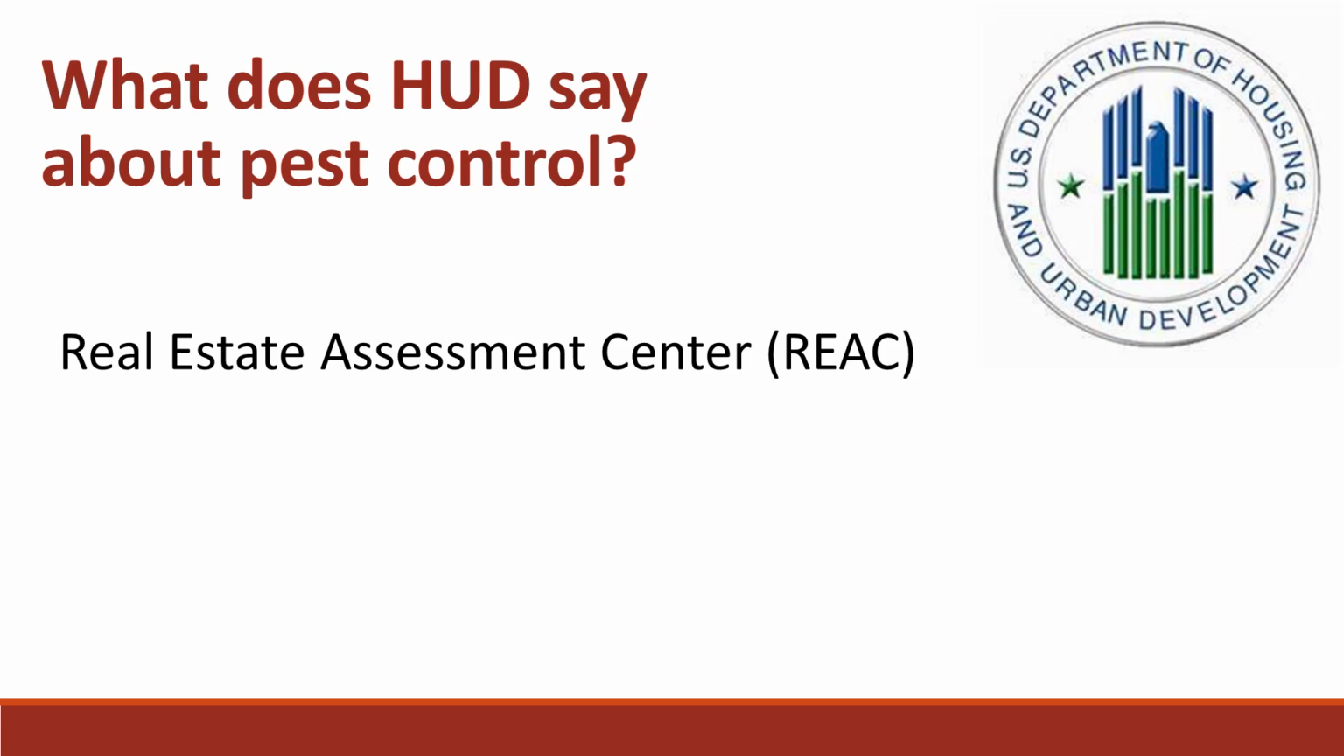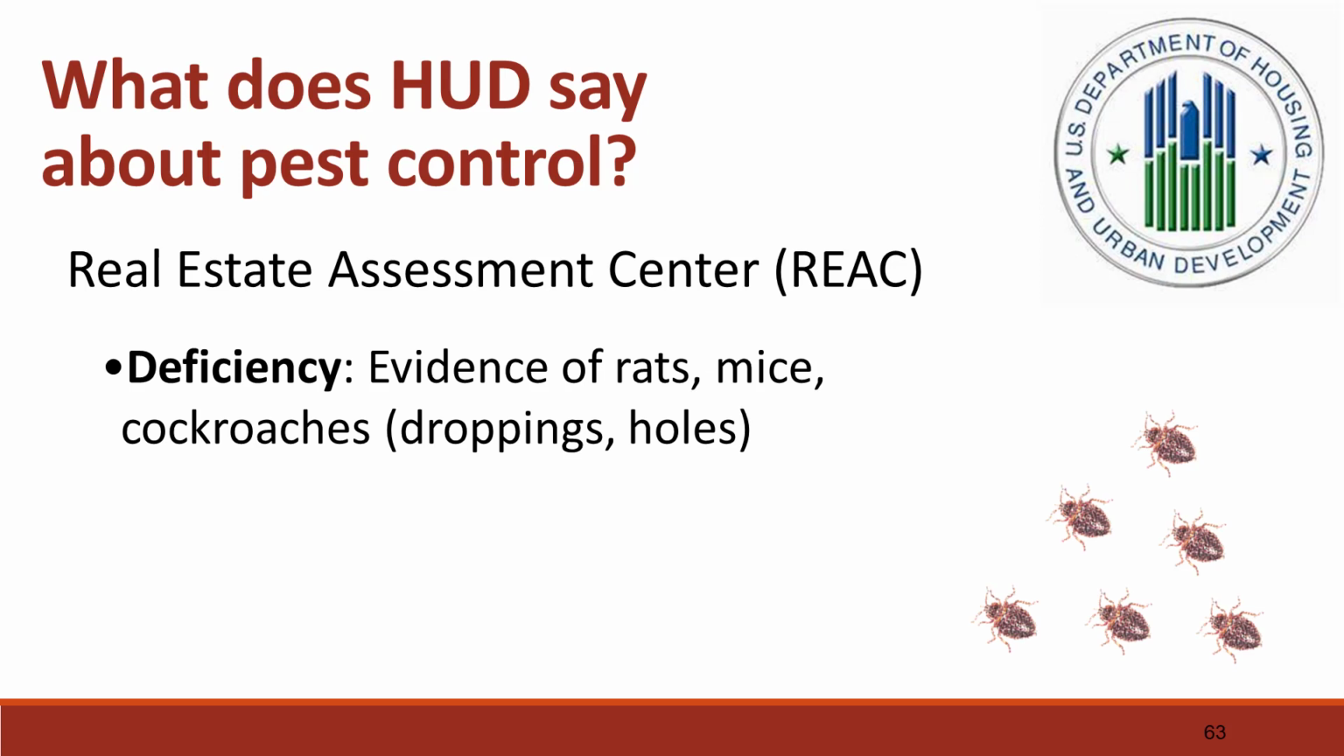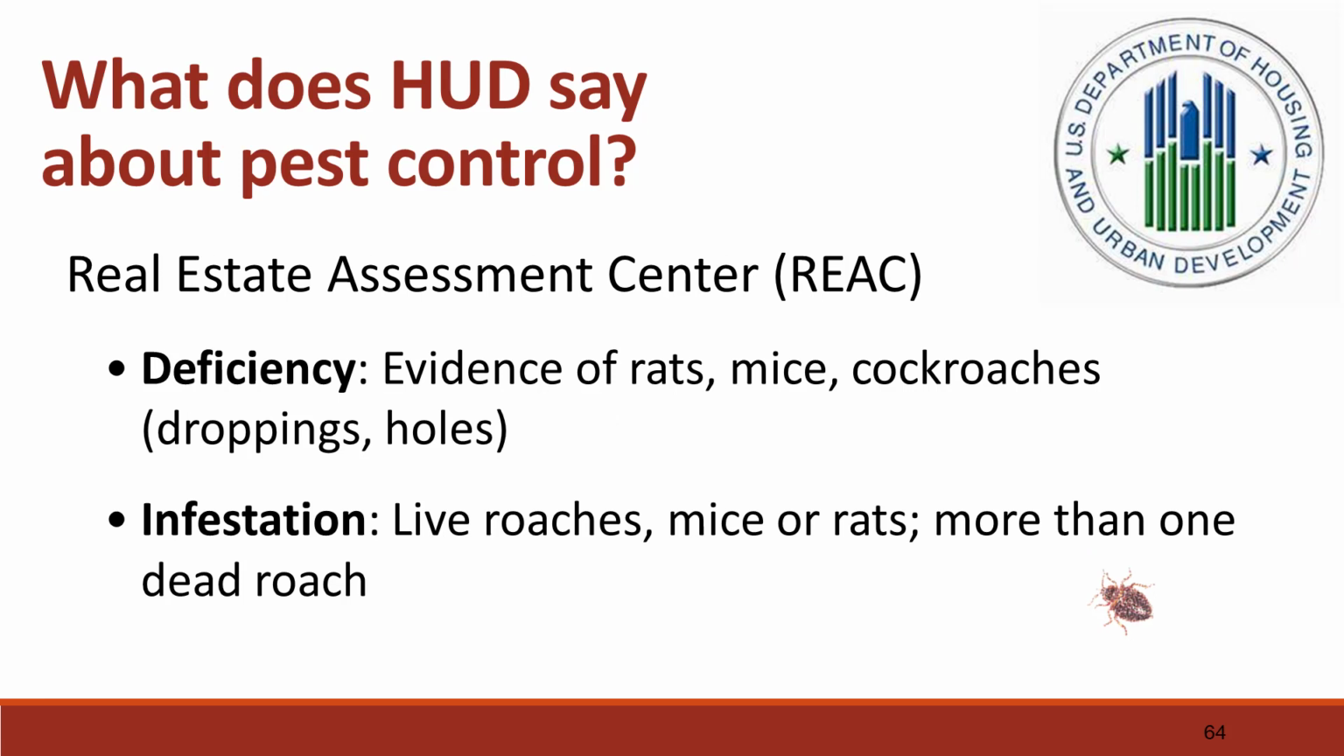You may already be familiar with many of the standards HUD relies on for ensuring the health and safety of their supported properties. One of those you may know best is the Real Estate Assessment Center, better known as REAC. There are specific pest provisions within REAC. During a REAC inspection, a property receives a deficiency if the inspector sees evidence of rats, mice, or cockroaches. Evidence may be in the form of pest droppings or entry holes. REAC inspectors consider the presence of live roaches, mice, or rats, or more than one dead roach to be more serious and call this an infestation. We'll talk more about this when we get to the specific module for each pest.